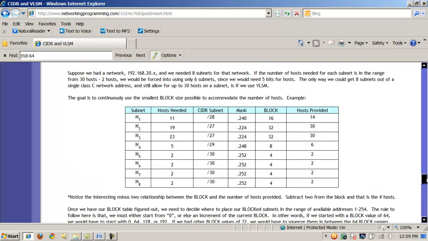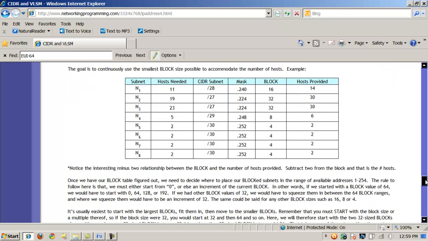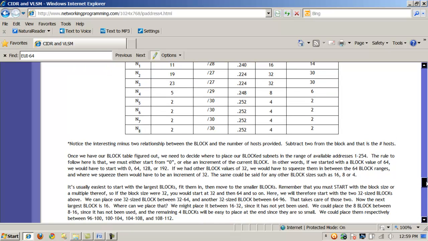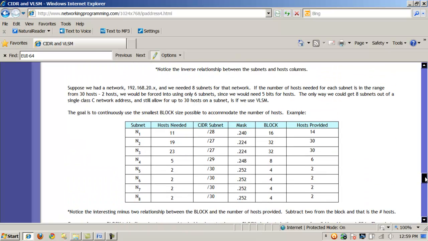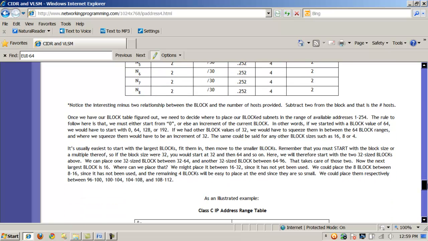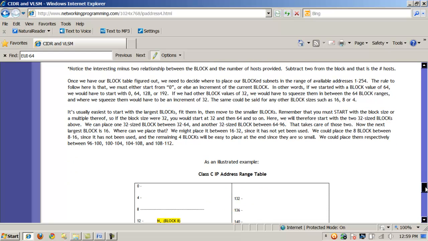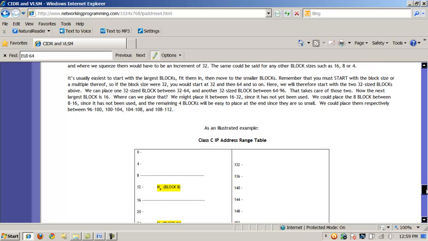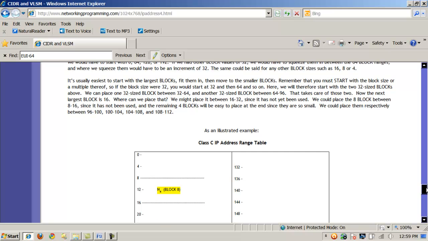Once I have this, I would fill out this table, assess my situation, and figure out how many hosts I needed per subnet. I would plan that out. Now I'm ready to actually position or place them. What I would do is develop a chart to fit them in non-contiguously, so to speak. And what you want to do is start with the largest blocks first. Remember, you have to start with the block size or at least a multiple thereof, because that's what the block is. It's the base multiple on which you build your subnets.